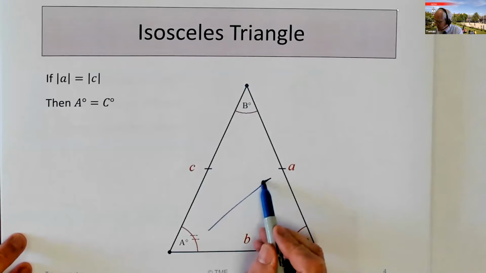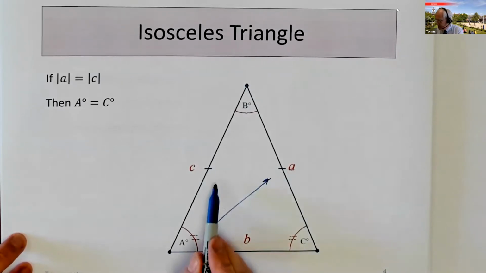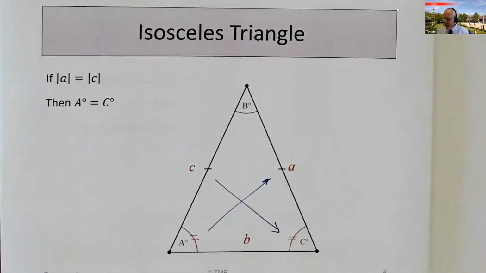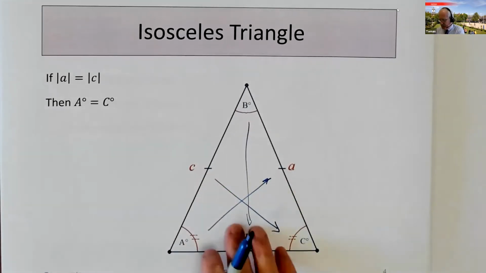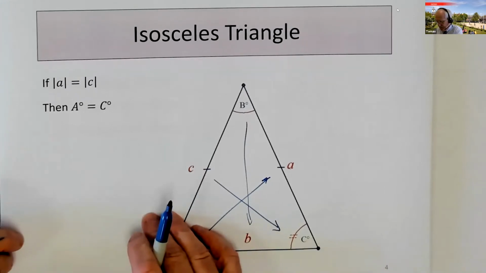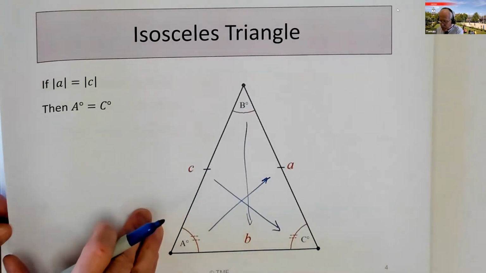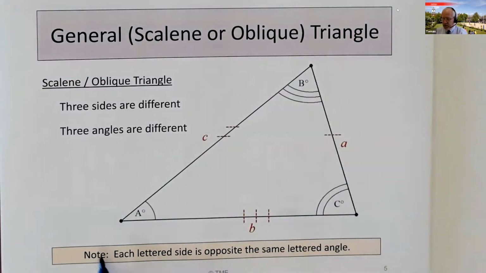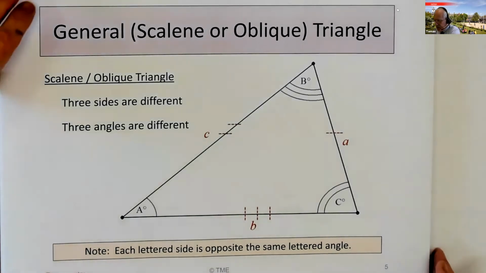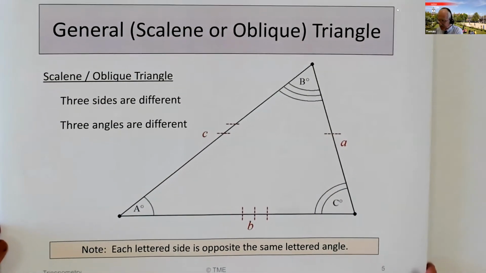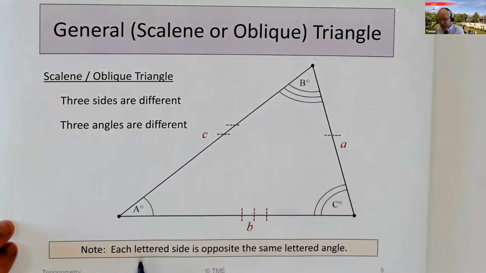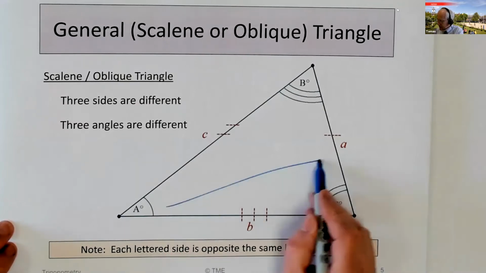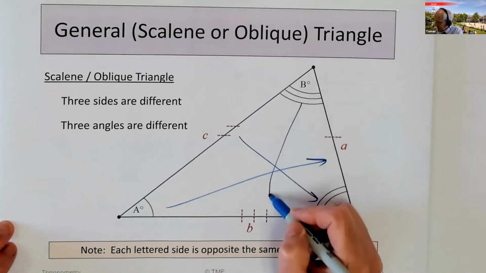Note that the side A is opposite the angle A, side C is opposite angle C, and the same for B. Doesn't matter where you start, but if you call this C, then the angle opposite must be C. Once you name one of them, you also name its angle, or if you name the angle, you also name the side. This is an oblique triangle. The sides aren't the same, the three are different, and you've got A, B, and C there. Note each lettered side is opposite the same lettered angle. That's really, really important. So A opposite A, C opposite C, and B opposite B.